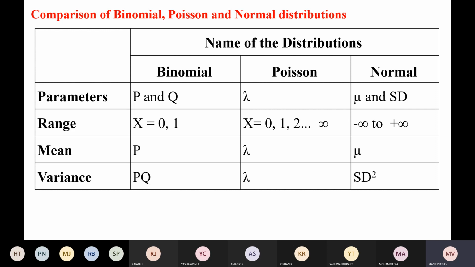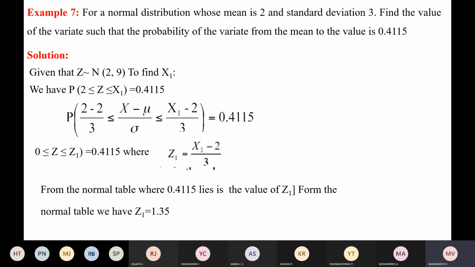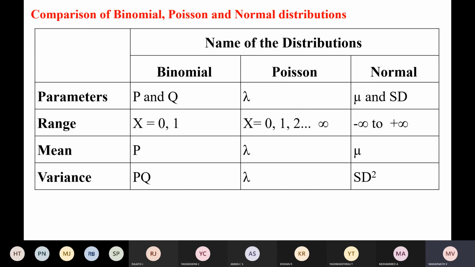Mention these differences. You will get 5 out of 5. Okay. Problems I'll solve offline. And this is the theory part.